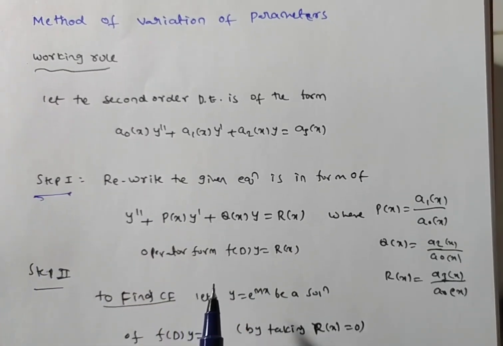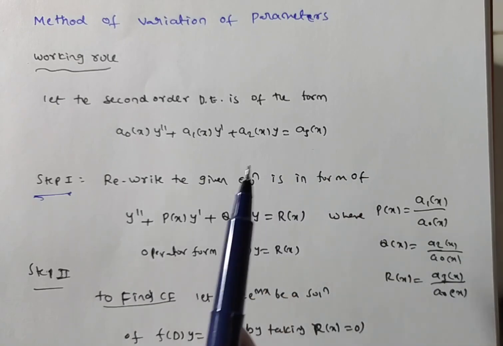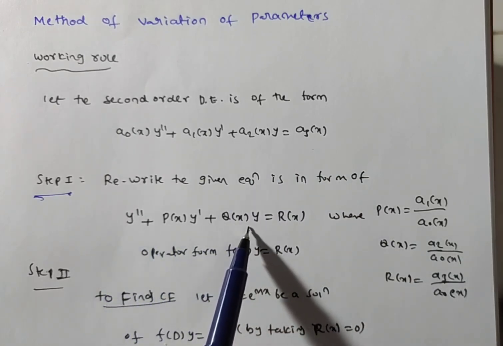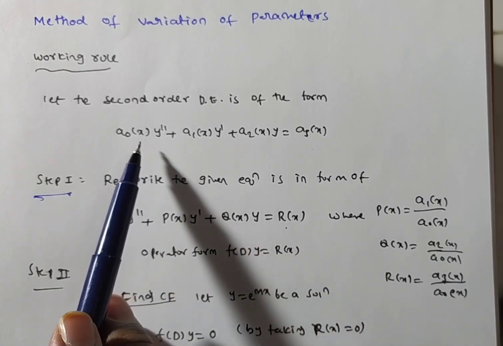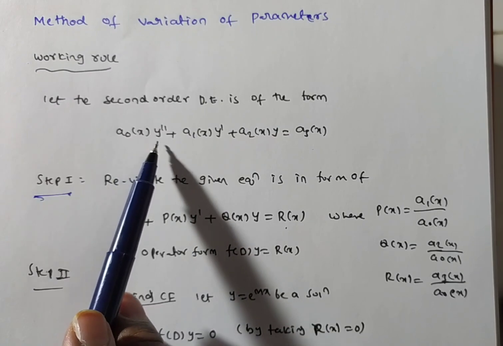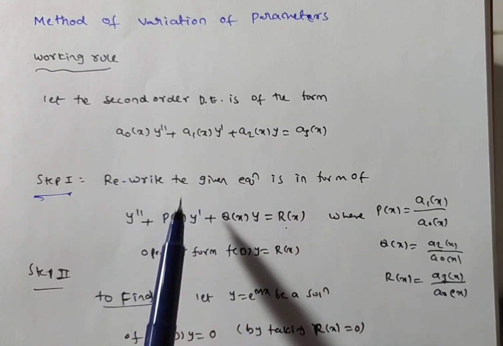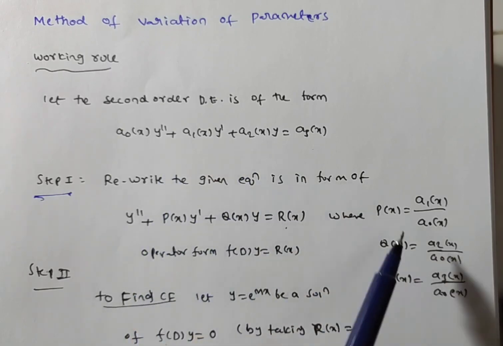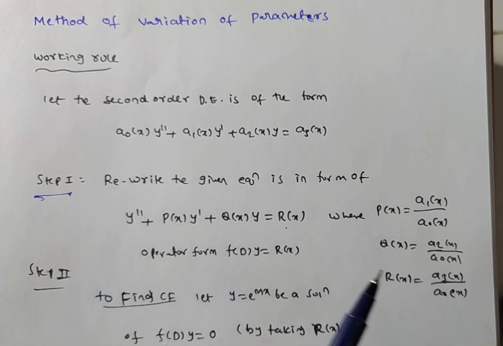In step 1 we have to rewrite the second order linear differential equation like this: y double dash plus p of x into y dash plus q of x into y is equal to r of x. How can you get this? The y double dash coefficient should be unity. So here you divide with a0 of x. Then p of x is nothing but a1 of x by a0 of x, q of x is nothing but a2 of x by a0 of x, and r of x is nothing but a3 of x by a0 of x.